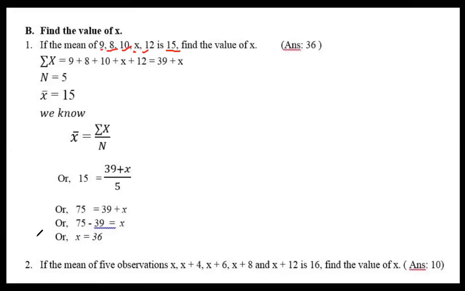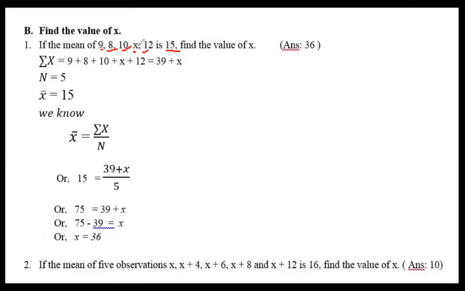This is the mean. So if this is the mean, then these are the values of x. So we add the x, and n is how much? 1, 2, 3, 4, 5. 5 numbers are there. And how much is the mean? Mean is 15. Correct? So mean is 15.